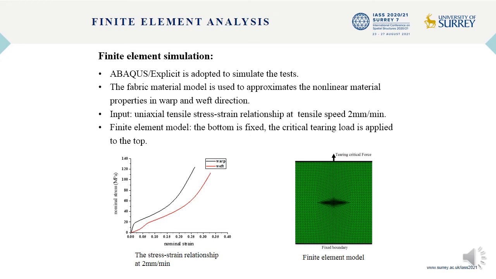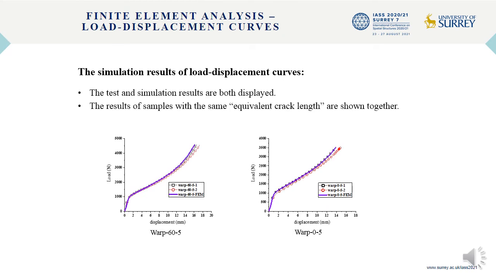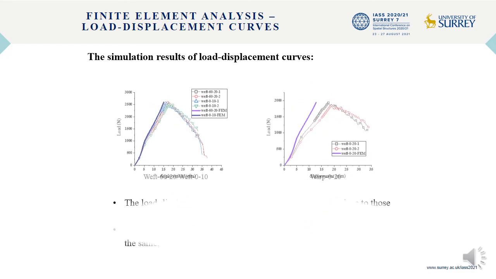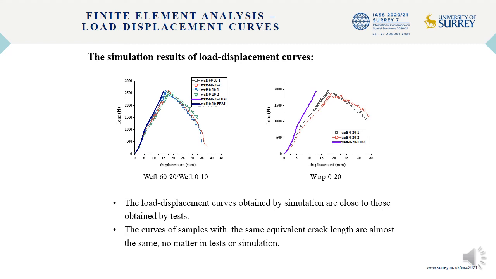In models, the bottom is the simulation and the test load displacement curves are displayed in the pictures. The curves of the samples with the same equivalent crack length are put together. It is manifested from the figures that the load displacement curves obtained by simulation are close to those obtained by tests. The curves of samples with the same equivalent crack length are almost the same, no matter in test or simulation.